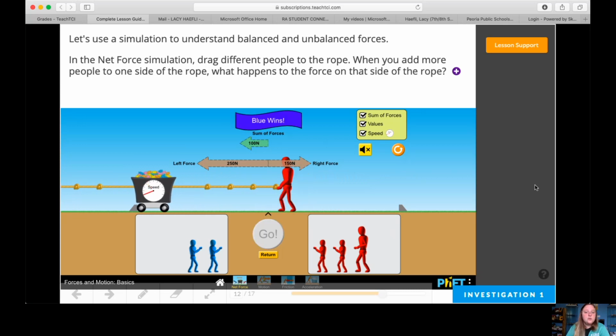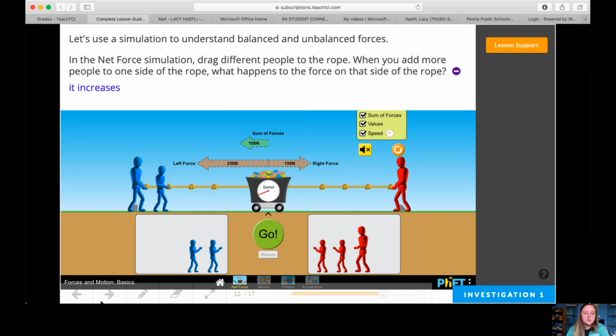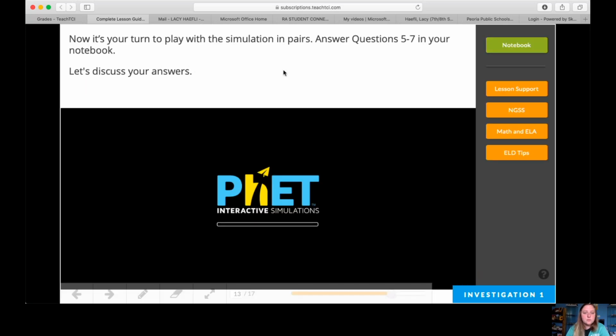Okay, so the blue side won. So when you add more people to one side of the rope, what happens to that side of the rope? It increases. Okay, so the force on that side increases. So when we see here, there's 250 newtons of force and only 150 newtons of force on this side. All right. So now we'll go ahead and do a couple more examples here.